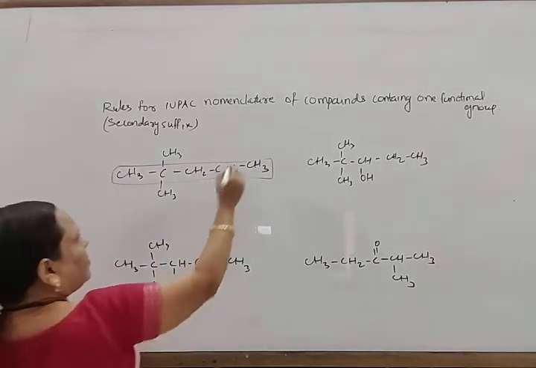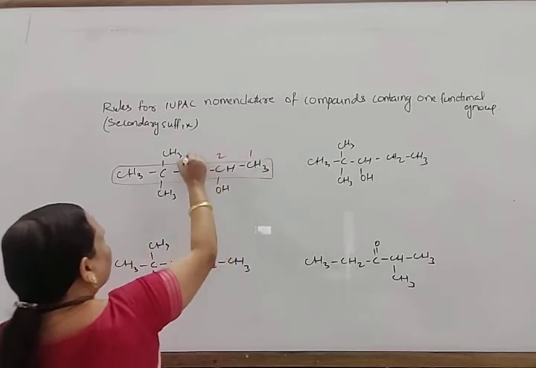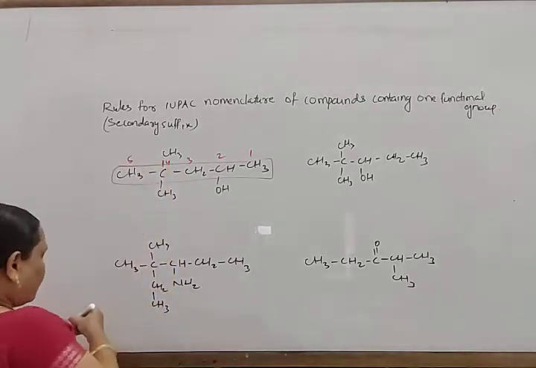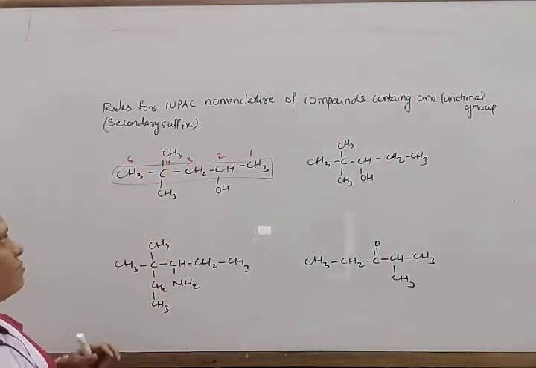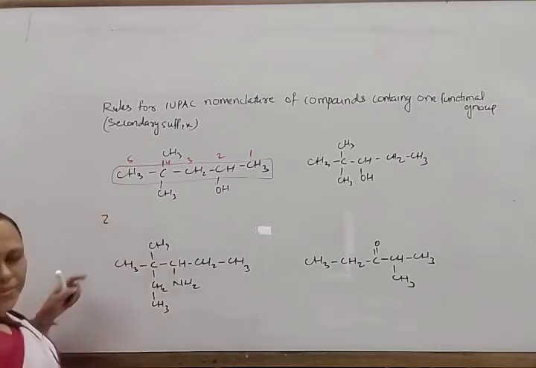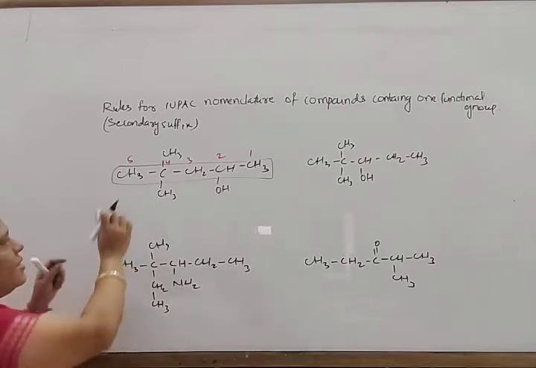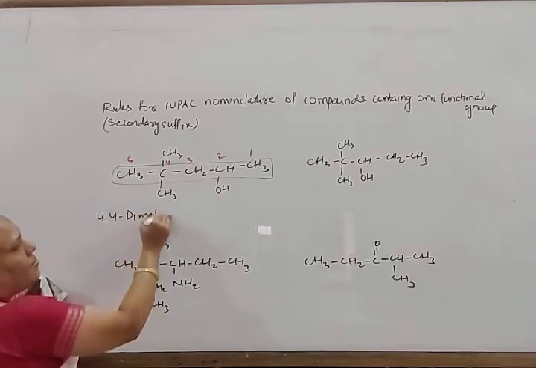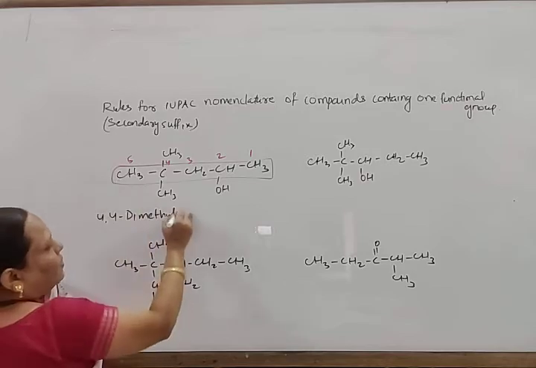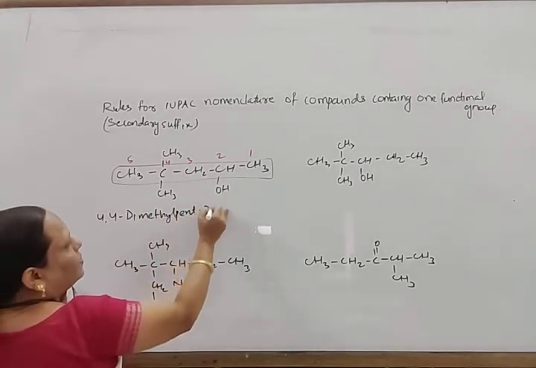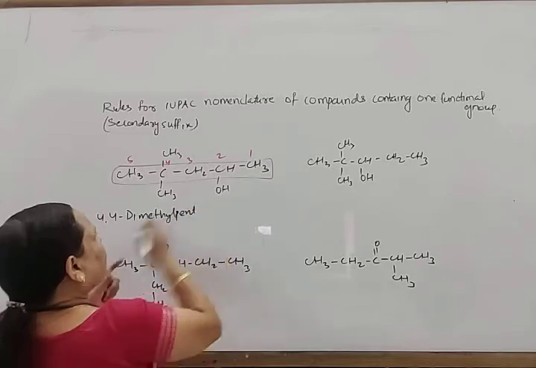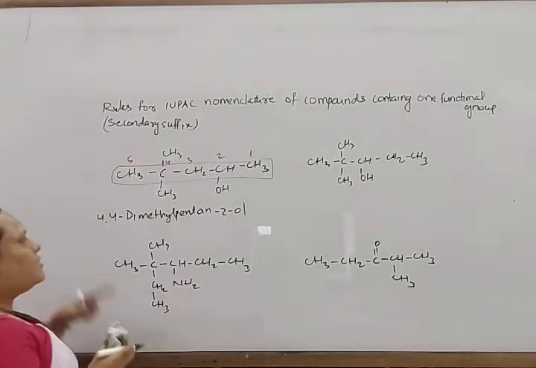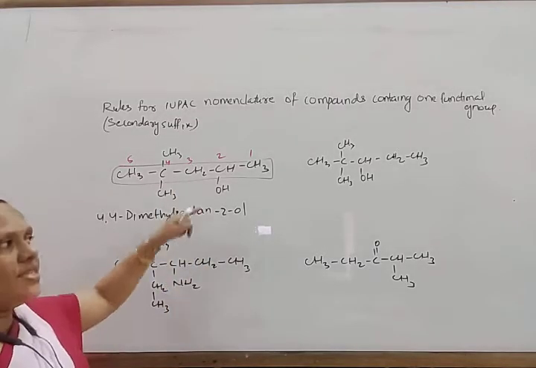When we number them, counting from here 1, 2, 3, 4, 5, at position 4 methyl groups are there. So for that, I have to write 4,4-dimethyl. The word root is pent. Then 2-ol, since the carbon chain has all single bonds, it is pentan-2-ol. This is the IUPAC name of this species.